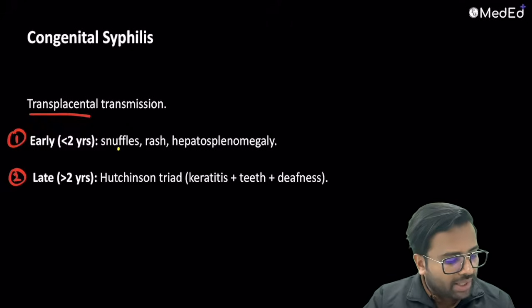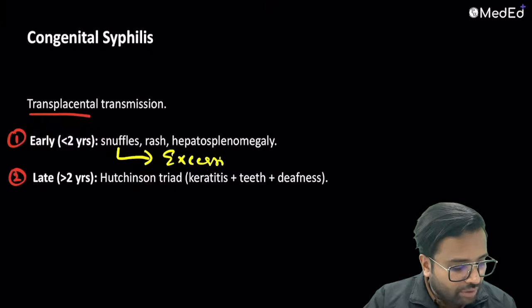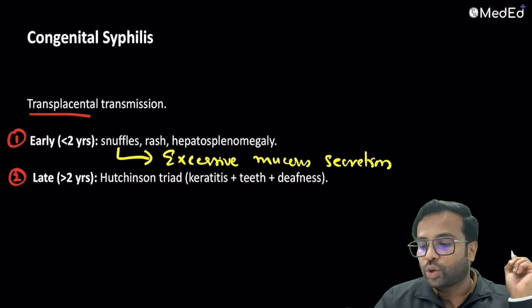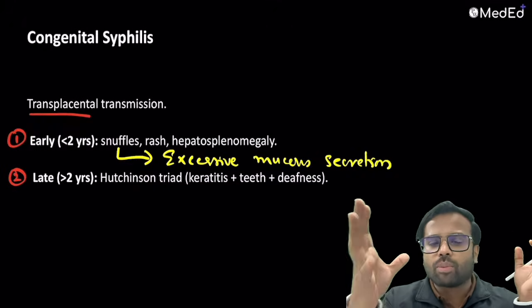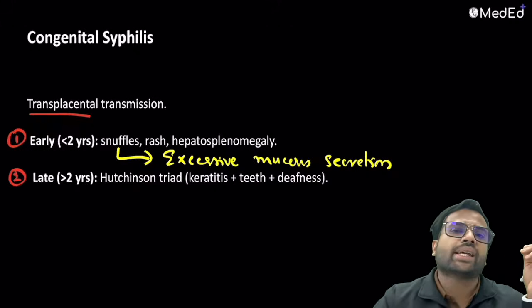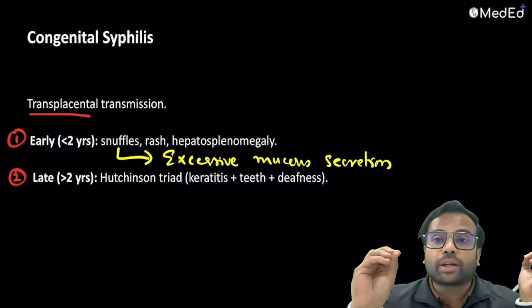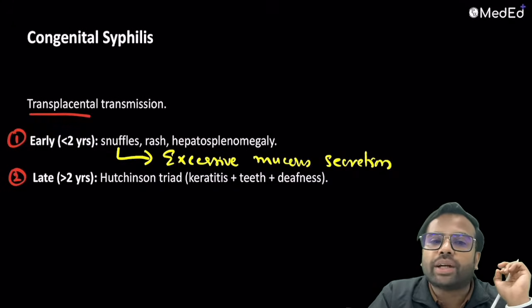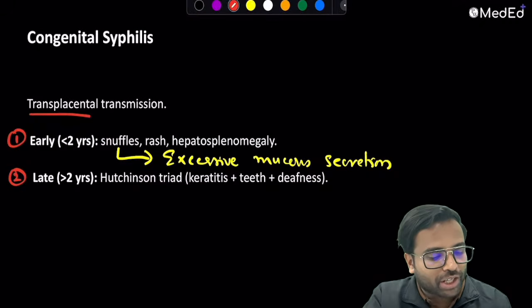Now what do you mean by snuffles? Snuffles means there is going to be an excessive mucus secretion. Like a child who comes to you, there's a lot of secretion that is happening from the nose. Like when there is excessive mucus secretion, you can call it snuffles. Along with that, there would be different types of rashes. Now comes a very important differentiating feature.